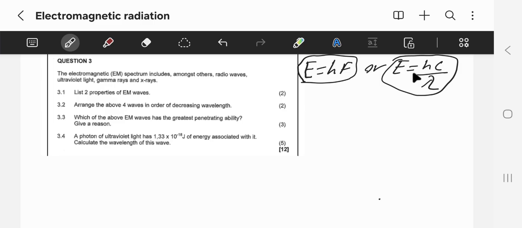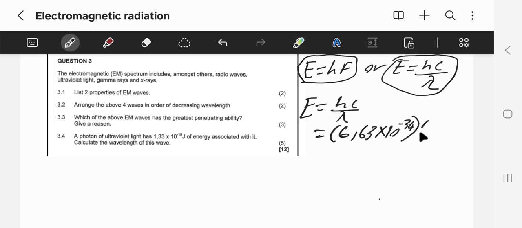This E is equal to hc over lambda. That's the one we will work with. So I will write it down to say E is equal to hc over lambda. And then I will substitute now. I know that this h is a constant of 6,63 times 10 to the power of negative 34, and this c is also a constant, which is our speed of light. This h is the Planck's constant, and the c is our speed of light, which is 3 times 10 to the power of 8, and we will divide everything by the wavelength, because we are looking for the wavelength.